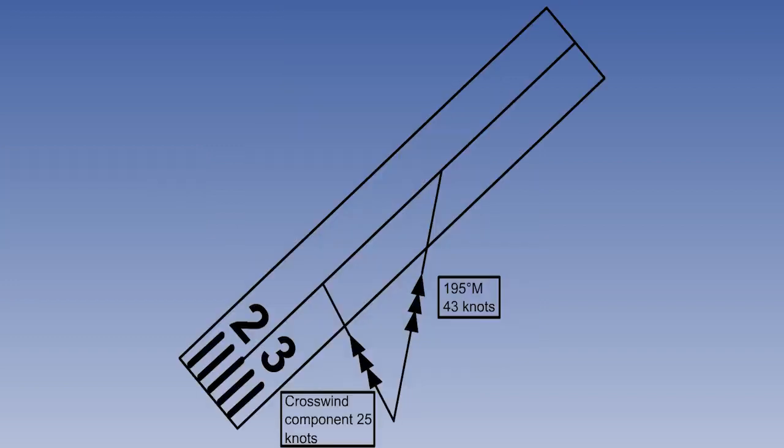What this is telling you is that when the wind from 195 magnetic reaches 43 knots, it will give you 25 knots crosswind on runway 23. Provided that the wind is less than 43 knots from 195 magnetic, you may land.